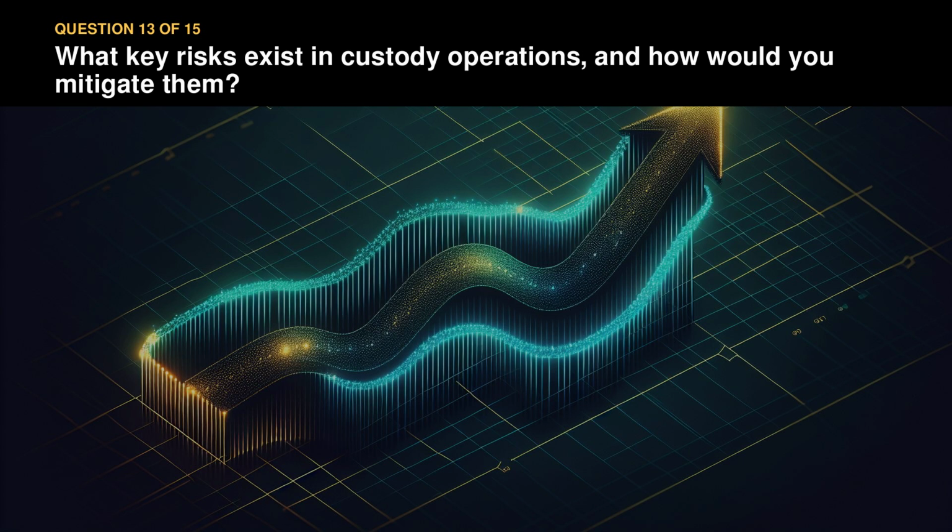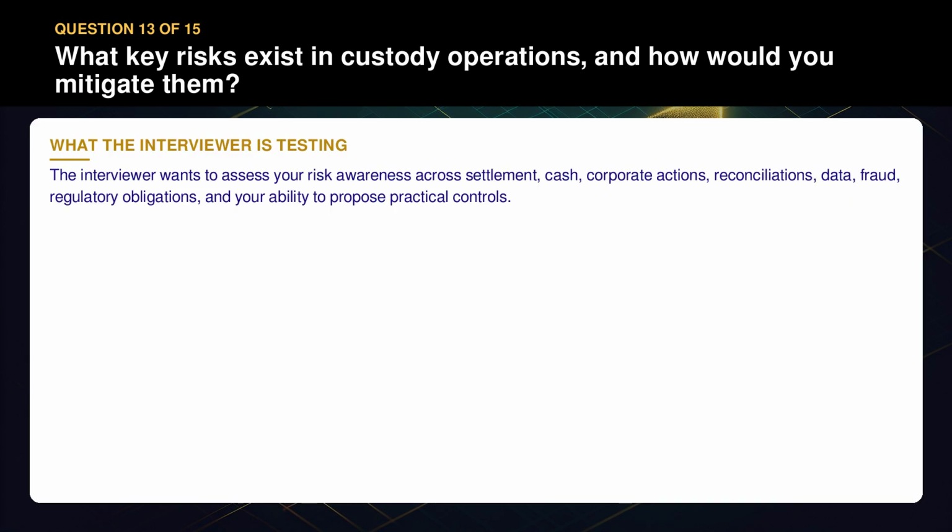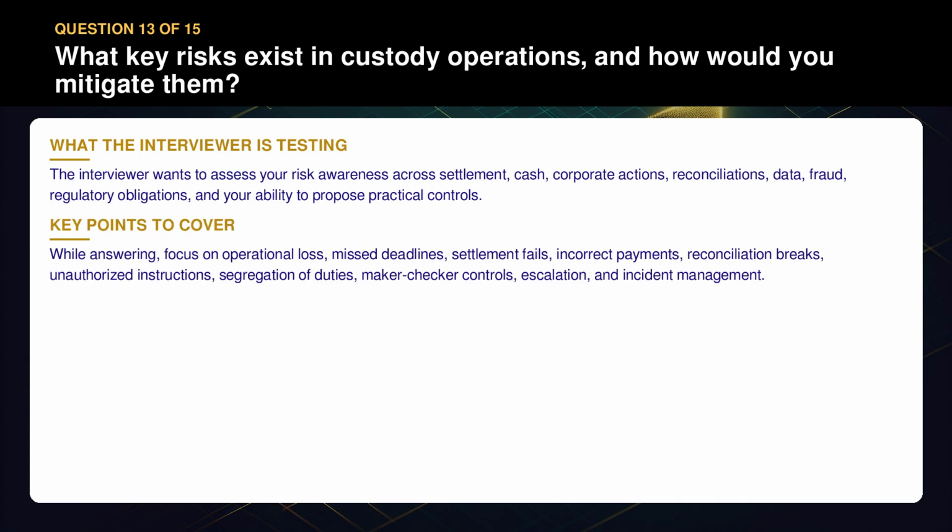Question 13. What key risks exist in custody operations, and how would you mitigate them? The interviewer wants to assess your risk awareness across settlement, cash, corporate actions, reconciliations, data, fraud, regulatory obligations, and your ability to propose practical controls. While answering, focus on operational loss, missed deadlines, settlement fails, incorrect payments, reconciliation breaks, unauthorized instructions, segregation of duties, maker-checker controls, escalation, and incident management.